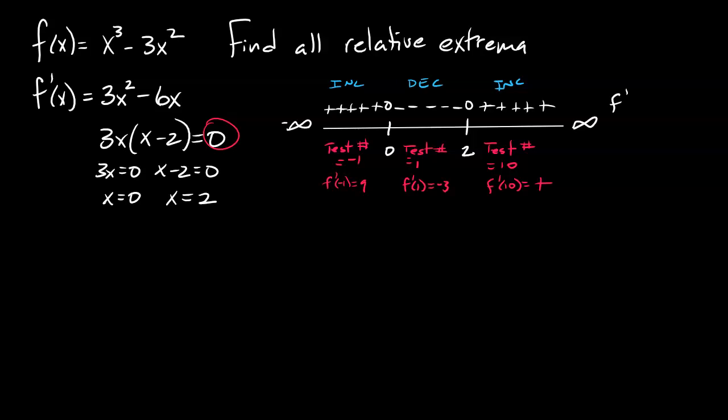X equals 0 is going to be a relative max because it changes from increasing to decreasing. And if I want to know the point, I'm going to plug 0 into the original function, which would be 0 minus 0, which is 0. So (0, 0) is a relative max. It is also a critical point. So we knew it was a critical number because we found it first, but now we know it's a critical point.